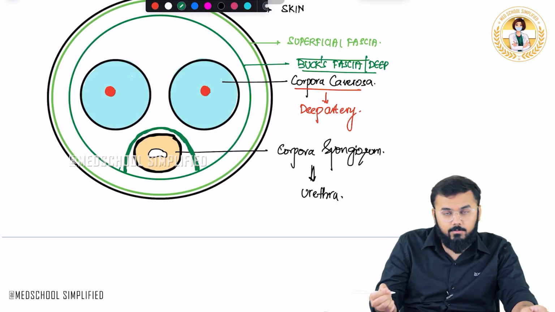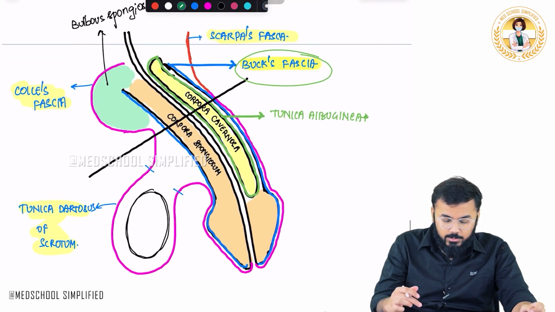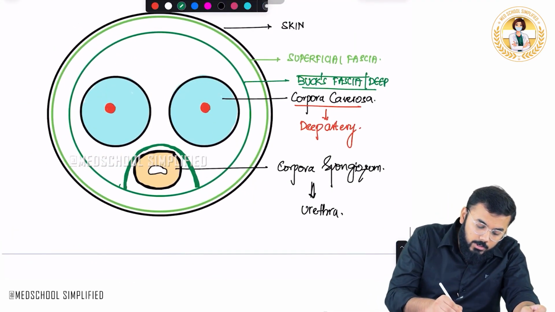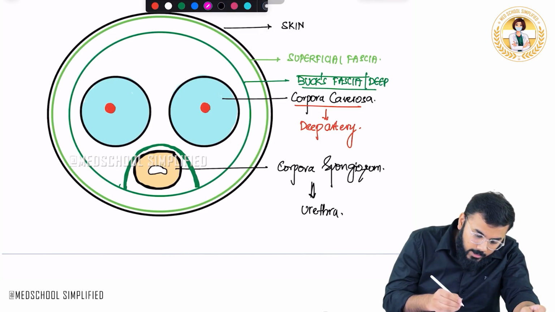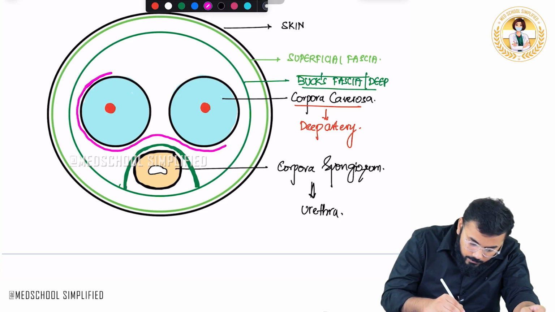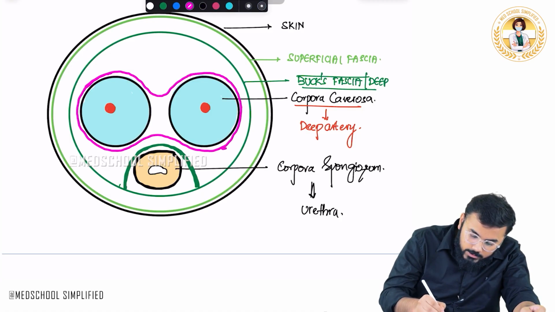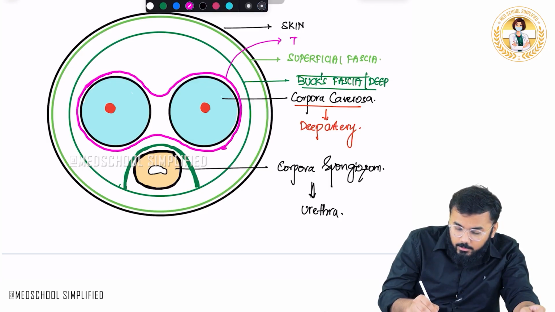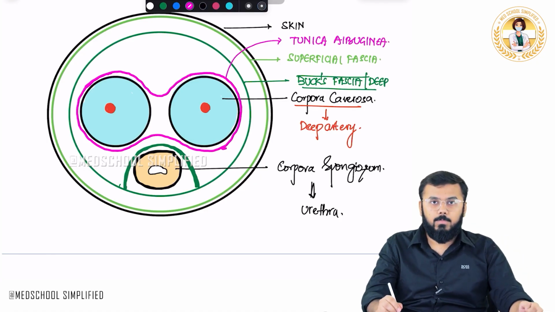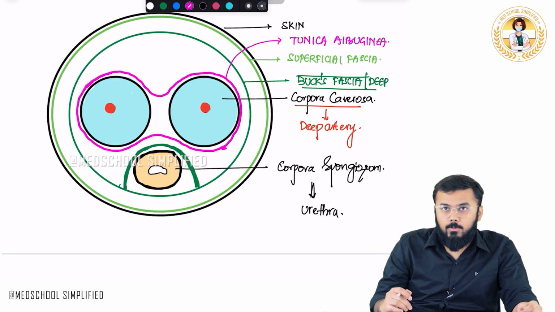And remember not to forget one thing that I have already told you in the previous picture, that corpora cavernosa is surrounded by Tunica Albuginea. So here also let me draw the same thing. Corpora cavernosa on both the sides is surrounded by Tunica Albuginea. So on both the sides it is surrounded by Tunica Albuginea.